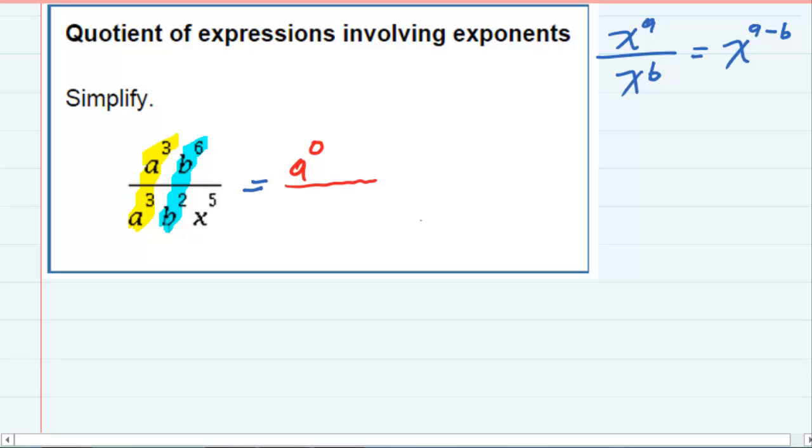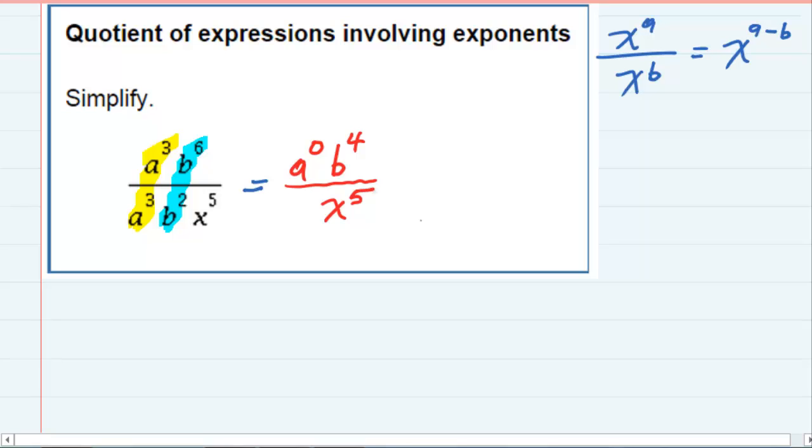B to the 6 in the top, b to the 2 in the bottom. I'm going to keep the base, b, and take the power of the top, 6, minus the power of the bottom, 2. That would be 4. Now that x to the 5, there's no other x in the top, so there's not really anything I can do with it. I'm just going to leave it in the bottom.